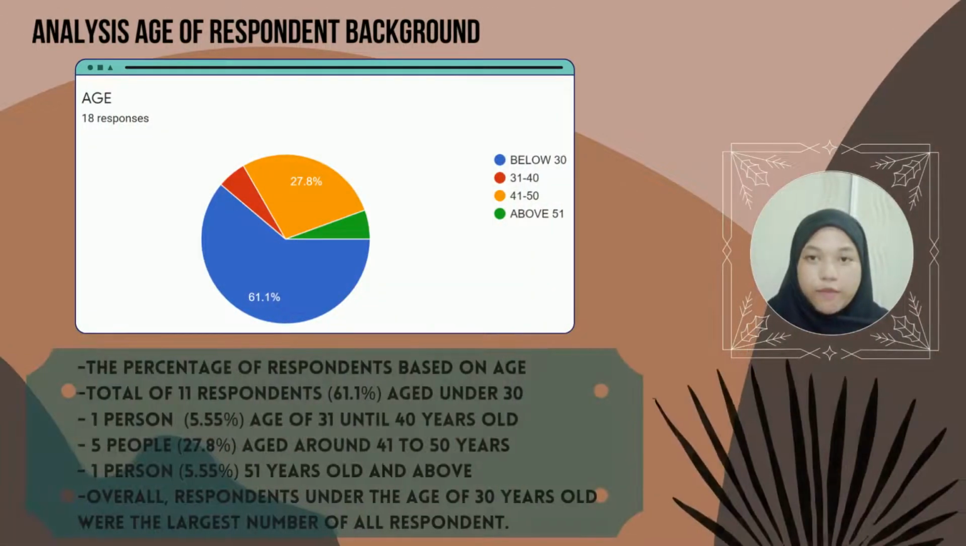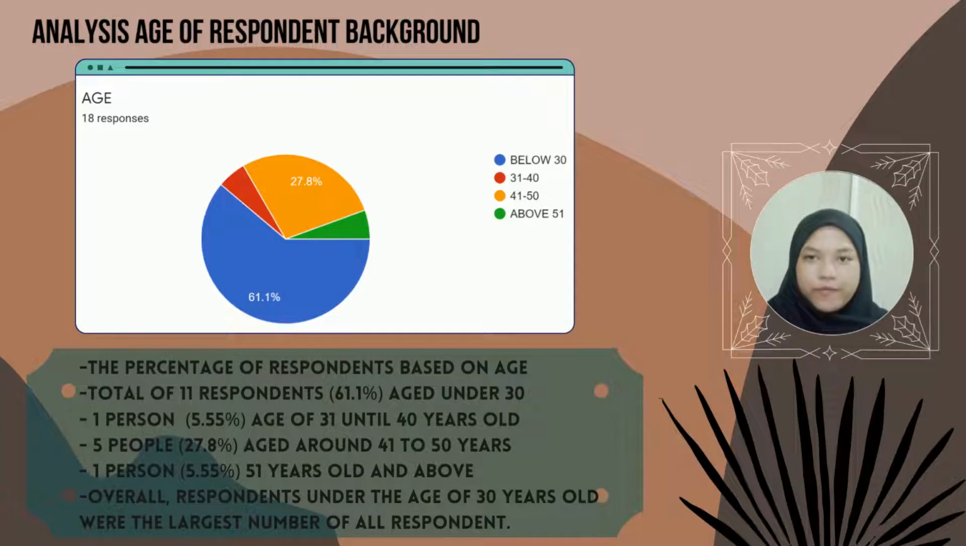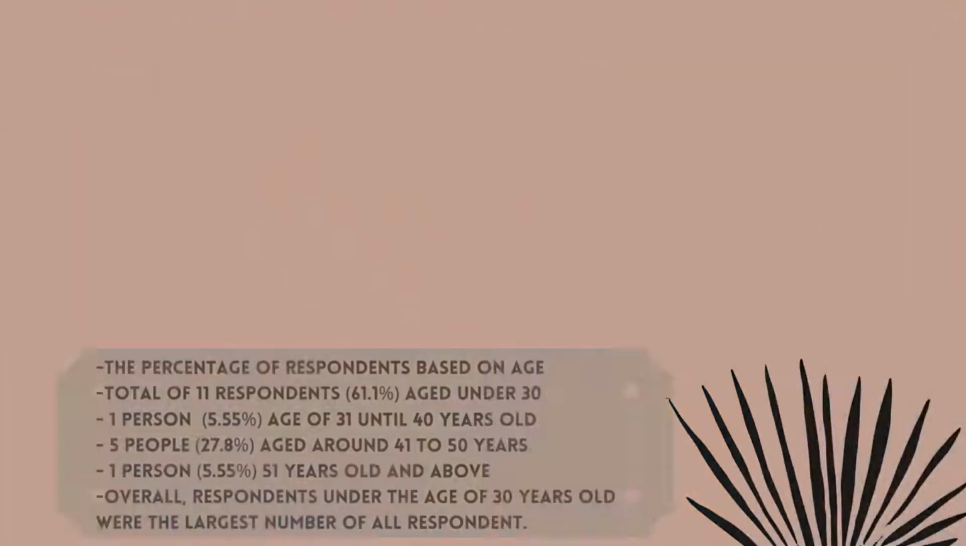Third, age analysis of respondents' background. The pie chart above shows the percentage of respondents based on age. A total of 11 respondents, equal to 61.1%, are under 30. Only one person, that is 5.55%, is around 41 to 50, and only one person, that is 5.55%, was over 50 years old. Overall, respondents under the age of 30 were the largest number of all respondents.